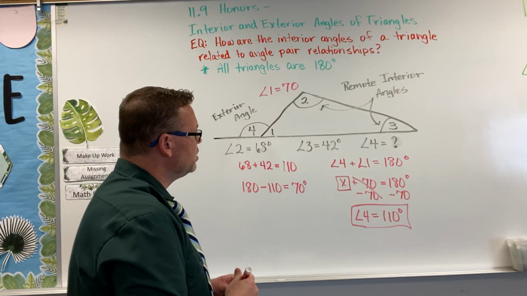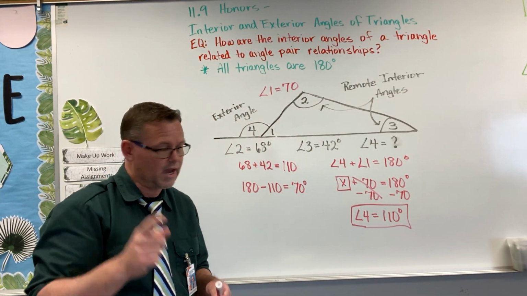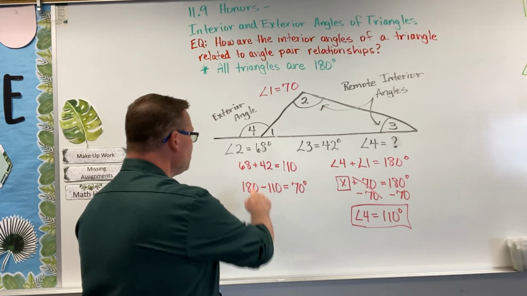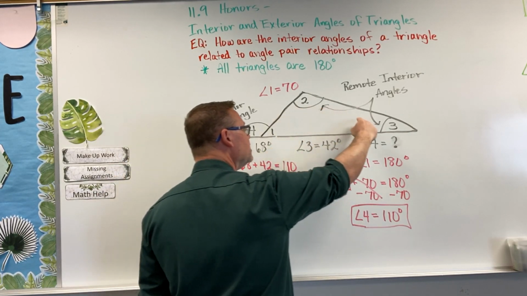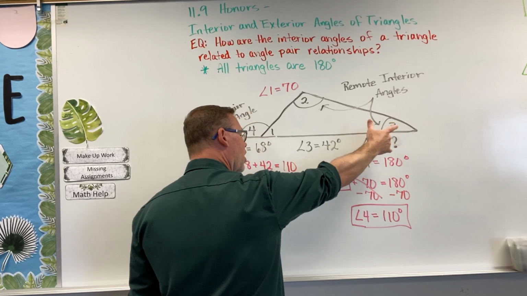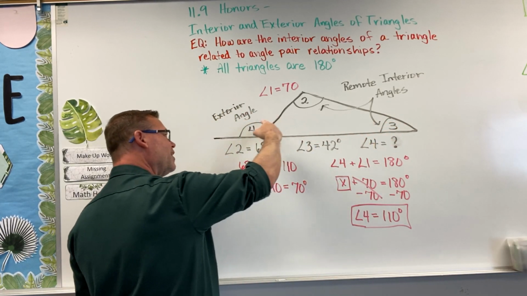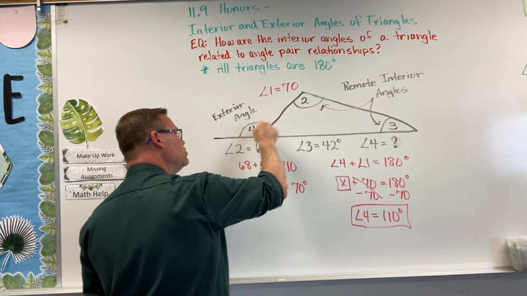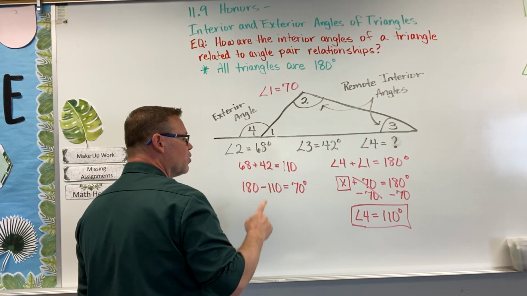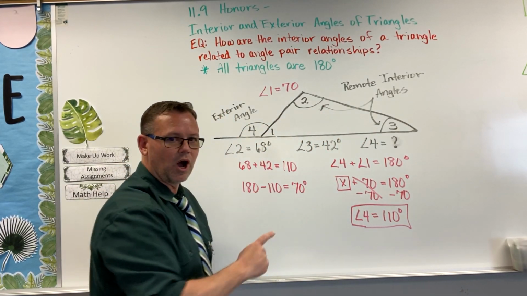So, notice the relationship here though, okay guys? In other words, we found out that angle 2 and 3, the remote interior angles, are actually equal to angle 4. And you're going to want to notice that relationship because we're going to use it in the next problem.